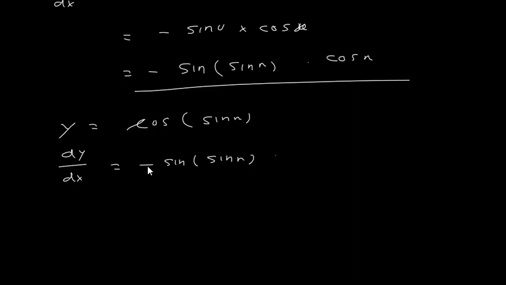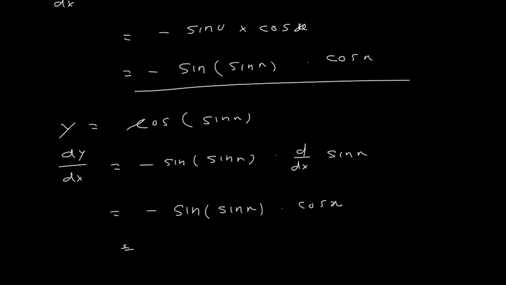This is the outer function we differentiated. Then we have to take the derivative of the inner function, so this will be minus sine of sin x into the derivative of sin x, which is cos x. So this is minus sine of sin x into cos x. No further simplification is required, so this is your required answer. dy upon dx is minus sine of sin x into cos x.